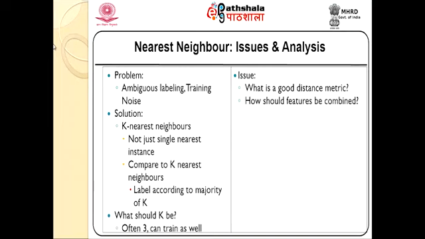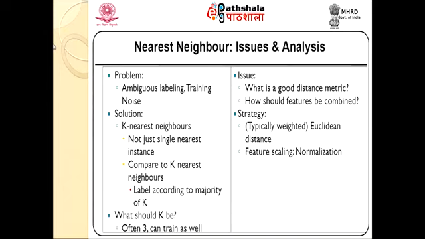Some strategies that we have here is, you can use a weighted Euclidean distance. What does this mean? Some features will be given more weight than other features. So, that is the weighted distance. And you can also do feature scaling, so that different ranges of values do not affect the calculation of the distance. That is called normalization, and it gives you a good starting point.